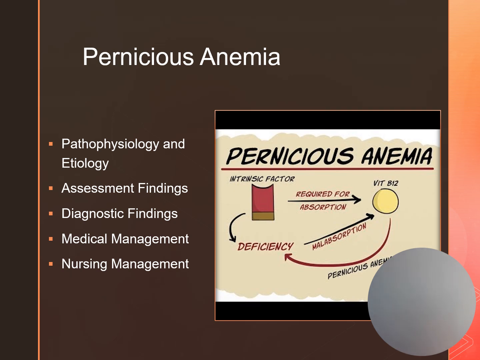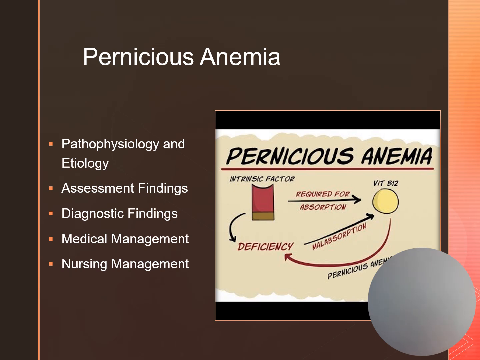With pernicious anemia, we have a lack of intrinsic factor that's necessary for the absorption of vitamin B12, and that intrinsic factor is found in the gastrointestinal system. So it can cause a degenerative change in the nervous system. It can also be secondary to surgical removal of the stomach or small bowel resection.